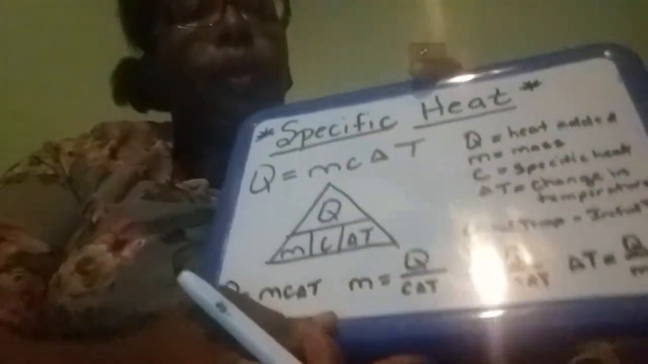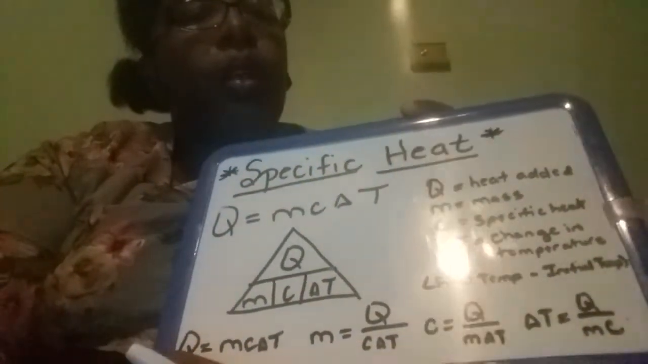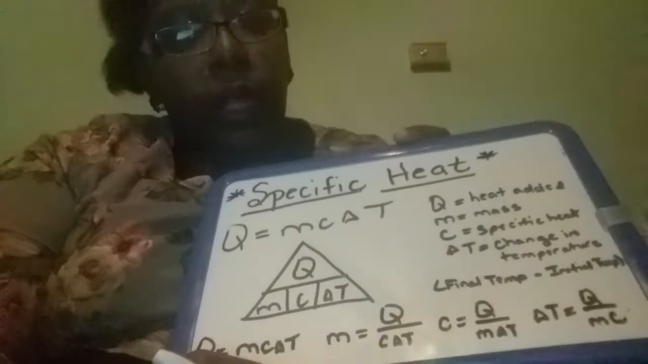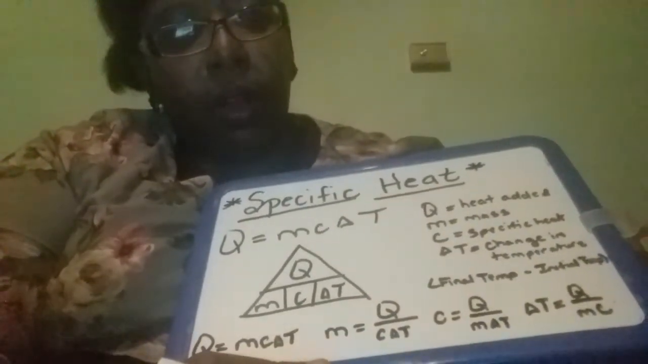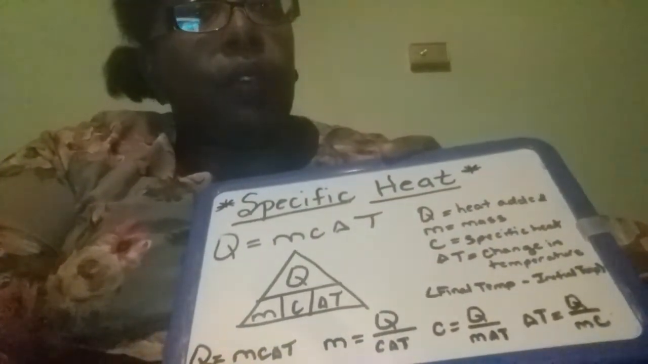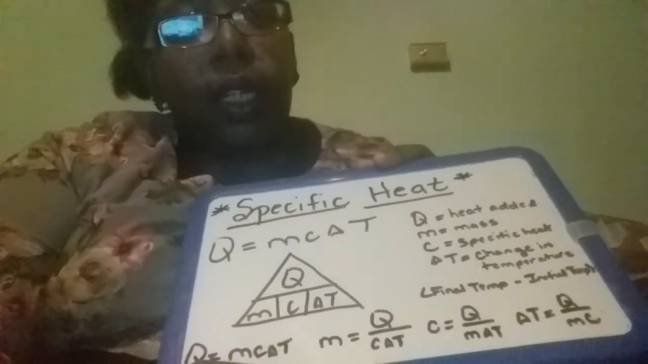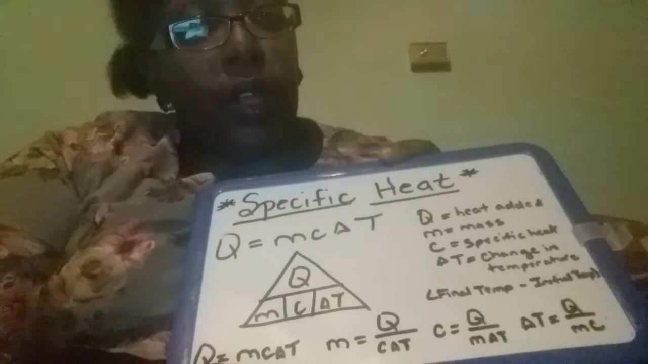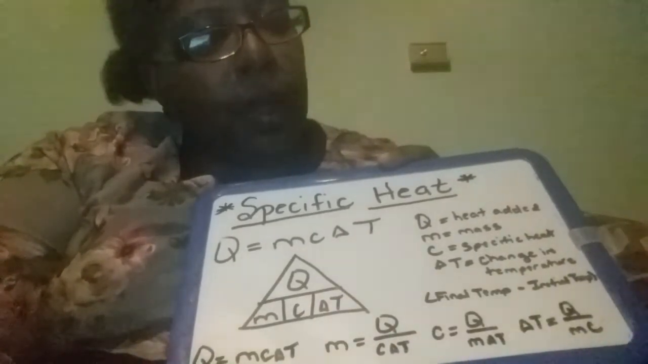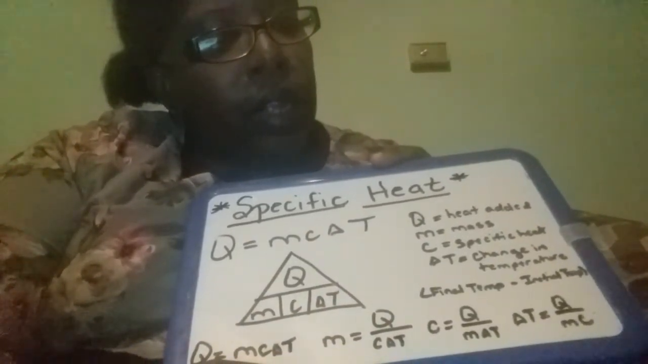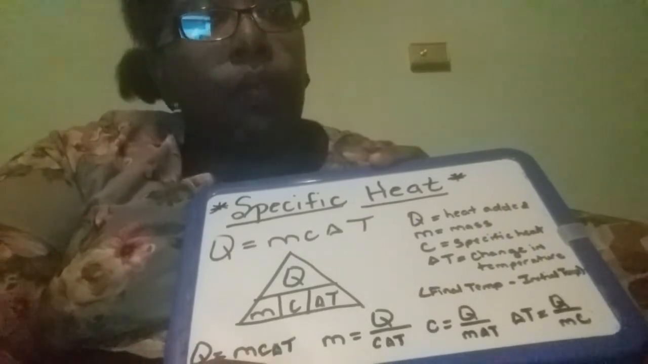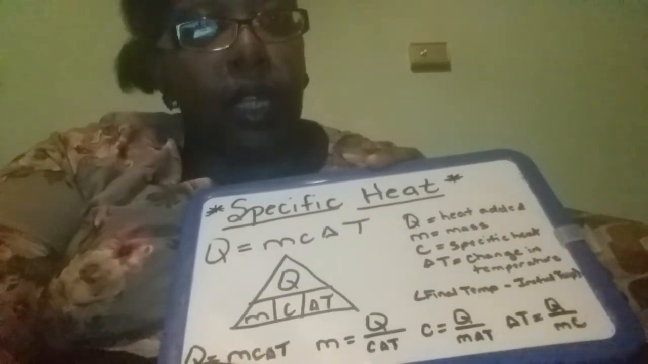So we have four formulas. Q equals m c delta T: you're going to multiply everything. To find m, you're going to Q divided by c delta T. To find c is Q divided by m delta T. And to find delta T is your Q divided by mc.